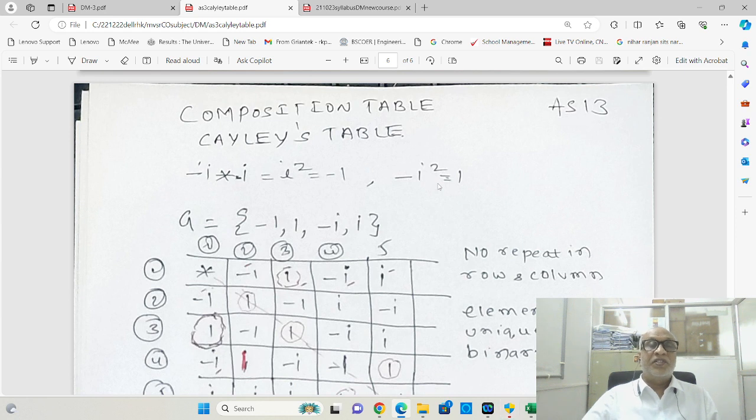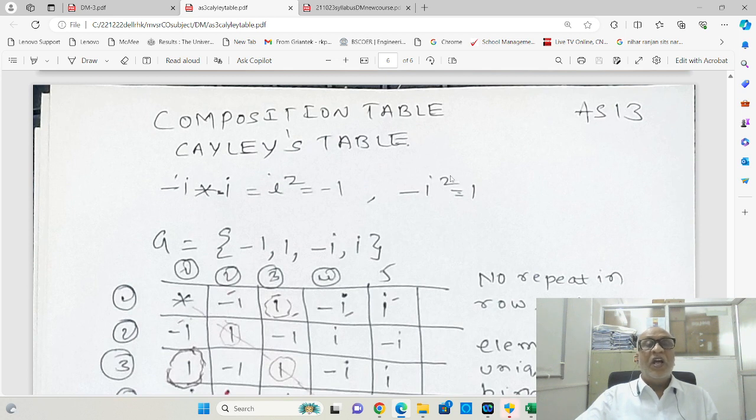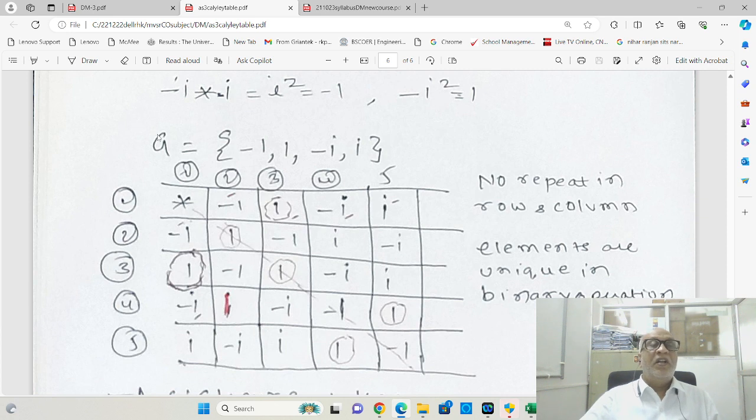Let us look at this composition table, which is also called Cayley's table. First, let us understand how to design the composition table or Cayley's table, and what is the purpose of this design. We want to check the properties: whether they are algebraic structures, whether they hold associative and commutative properties, whether they have identity and inverse elements, and so on. So first let us see just the design. A is a set comprising the elements minus 1, 1, minus i.